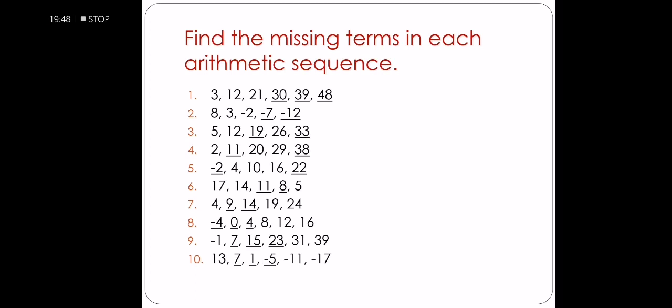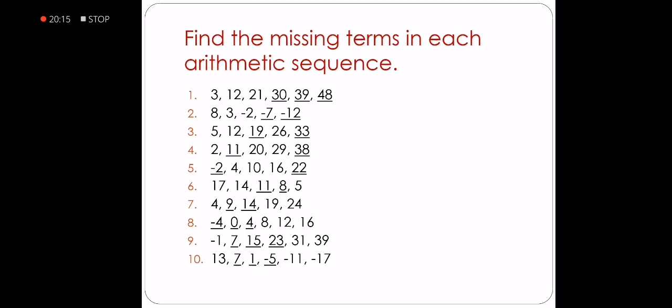In number 4, we have 2, blank, 20, 29, blank. You see that the consecutive numbers given are 20 and 29. So, we subtract 29 minus 20 and the answer is 9. We just add the 9 to the term next to the missing one. Let's say, for example, 2. So, 2 plus 9 is 11 and 29 plus 9 is 38.